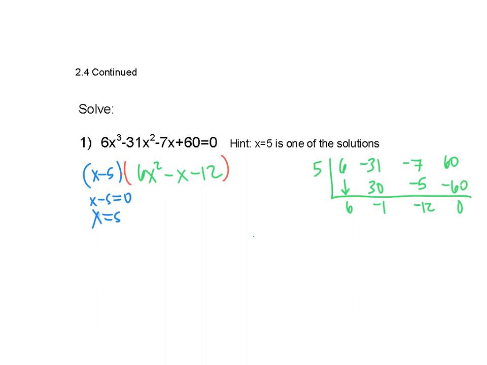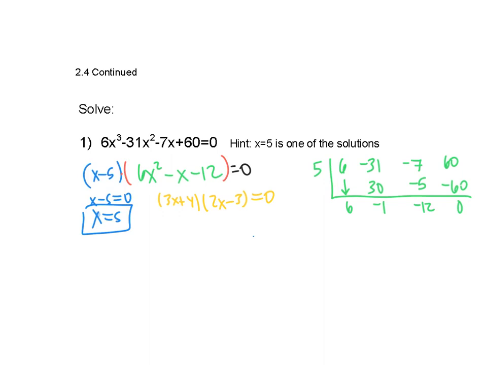All right, how does that help us? Well, now we know x equals 5 was one of the solutions, right? We had that already. But now we can take our green piece and finish solving. Let's finish solving 6x squared minus x minus 12 equals 0. We can use the quadratic formula, or we can factor. I'm going to choose to factor it because it is factorable. It factors into 3x plus 4 times 2x minus 3. And if you need help factoring, let me know and I can give you some extra practice problems.